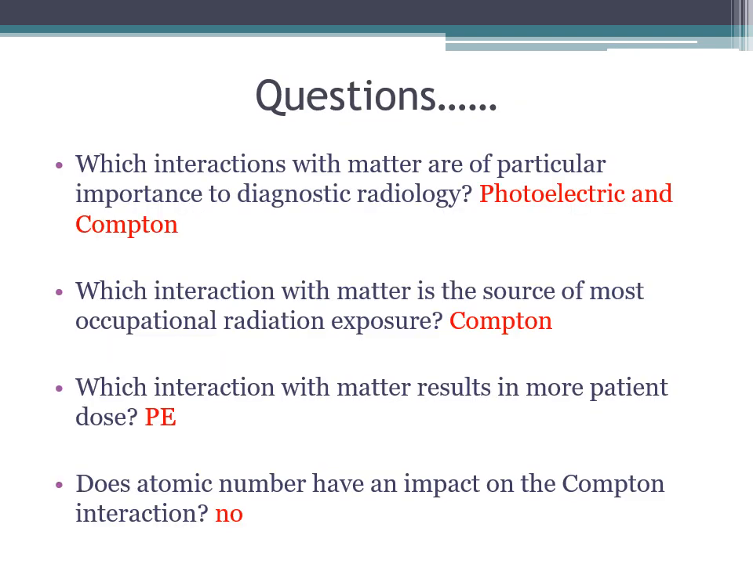Here are some questions regarding interactions with matter. Which interactions with matter are particularly important to diagnostic radiology? That would be photoelectric and Compton. Which interaction with matter is the source of most occupational radiation exposure? That would be Compton, because we're going to be struck by the radiation coming from the patient. Which interaction results in more patient dose? That would be photoelectric, since there's total absorption. And then finally, does atomic number have an impact on the Compton interaction? And the answer is no.